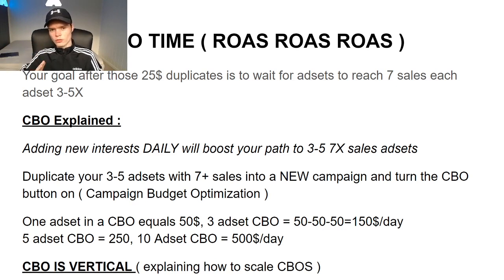So now you want to turn the CBO button on, and this is not advanced. You guys got this, okay? One ad set in a CBO equals $50. That means if you're running one CBO with 3 ad sets, it's going to be 50, 50, 50. $50 each ad set. That also means, like I say down here, if you're running a 5 ad set CBO, it's going to be $250 because it's $50 times 5 ad sets. If you're running a 10 ad set CBO, it's obviously 500, right? So CBO is vertical. I'm going to explain to you guys how you scale a CBO.